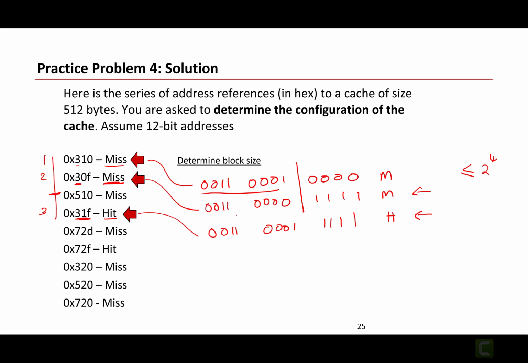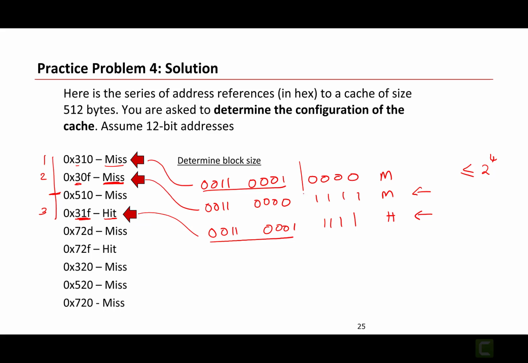Now the question is, which one could it be part of? Well, we need to see which one it shares the longest prefix with. It turns out that it shares the longest prefix with the first address, and so maybe it is part of that first block.